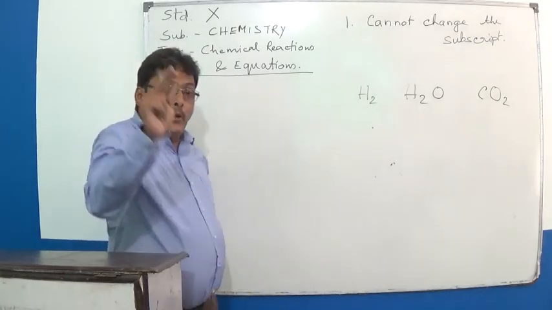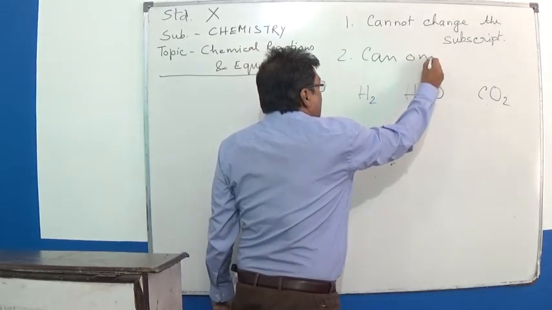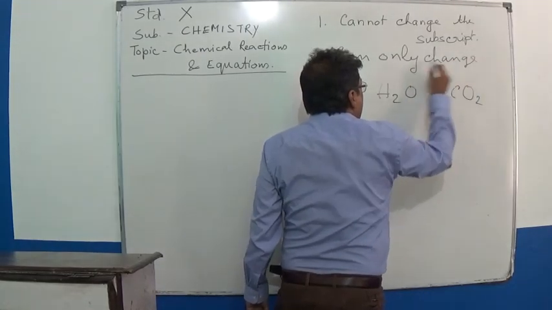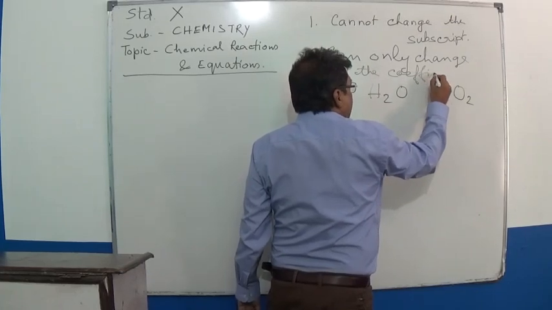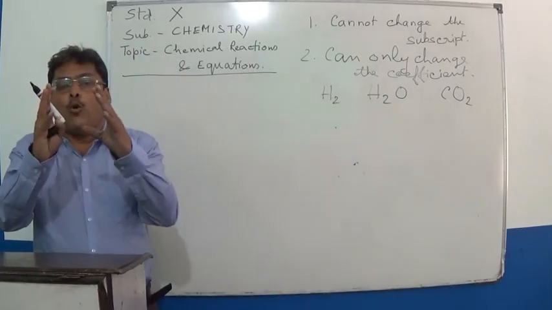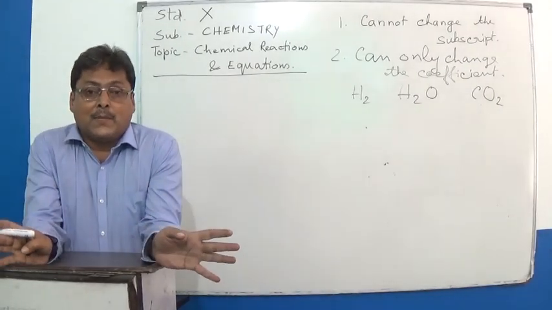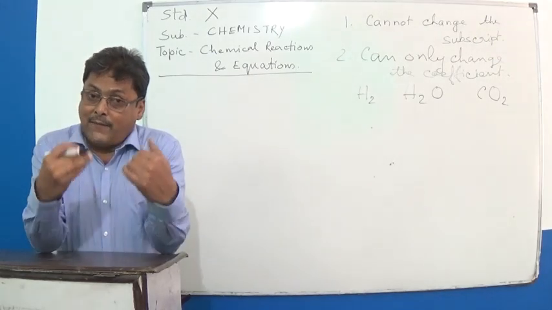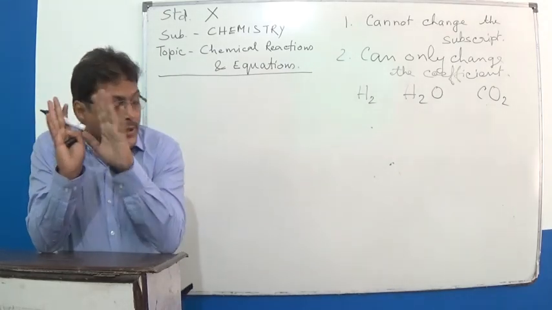Second very serious rule, what we can do is we can only change the coefficient. We can only change the coefficient so long as it is a positive integer, not zero, not negative, no fractional number. In the final balanced equation, the coefficients can only be positive integers.